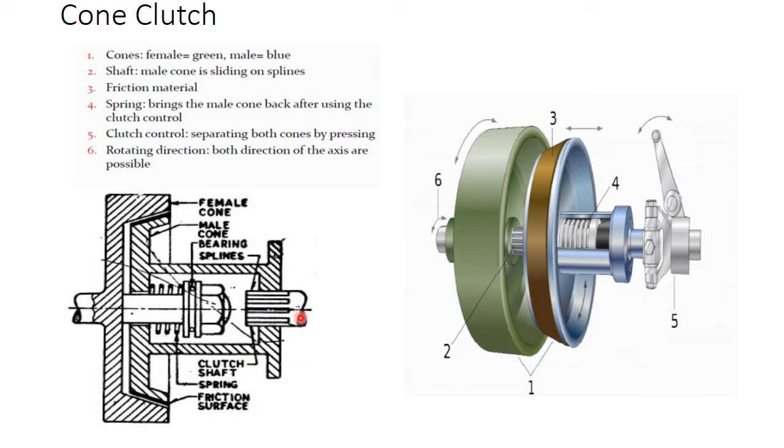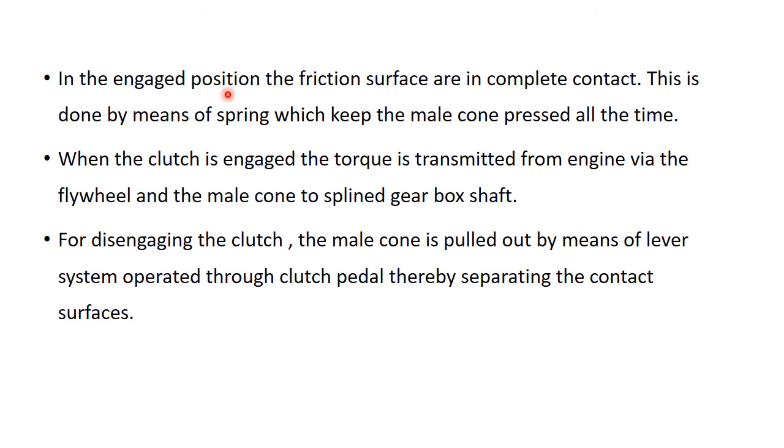This is the clutch shaft, and this is the spring that compresses the male cone in the direction of engagement. That surface area is called the lining, which is made of a material like rubber or leather. In the engagement position, the friction surfaces are in complete contact.